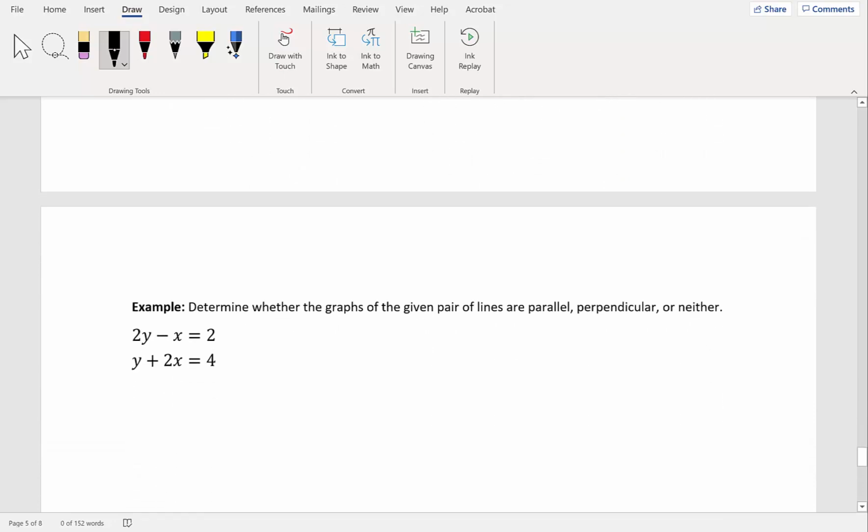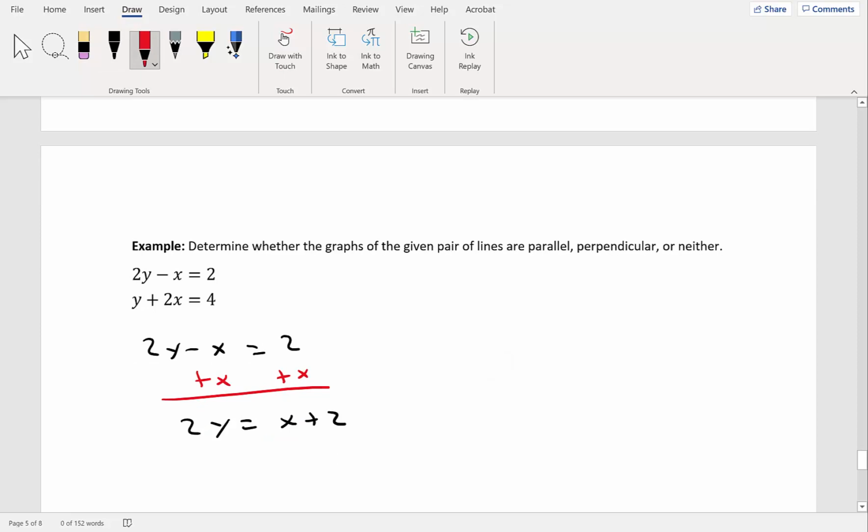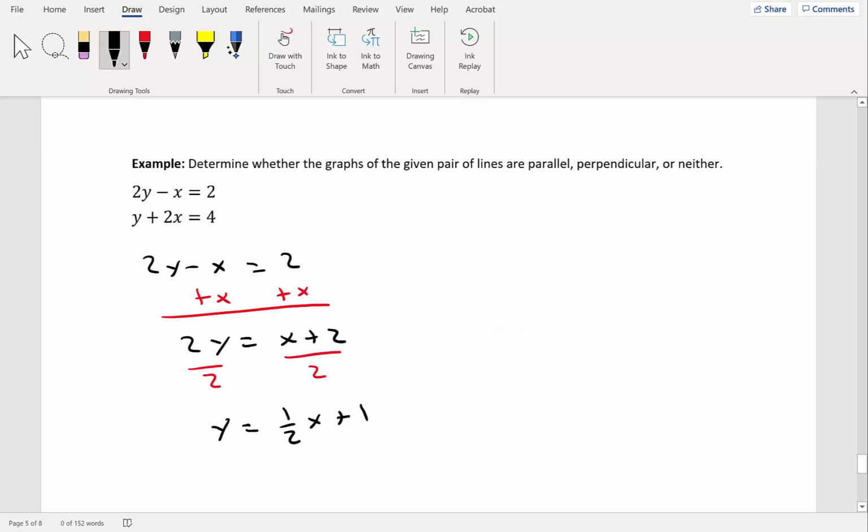One last one. So we have 2y minus x is equal to 2. Let's get the y by itself. So we have 2y is equal to x plus 2. Now divide both sides by 2 to get y by itself. This gives us y is equal to 1/2 x plus 1. So my slope is 1/2.